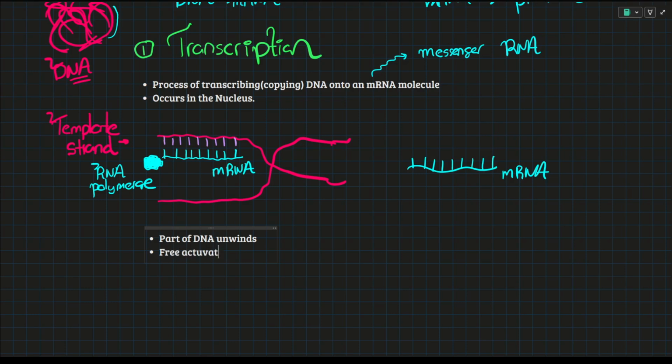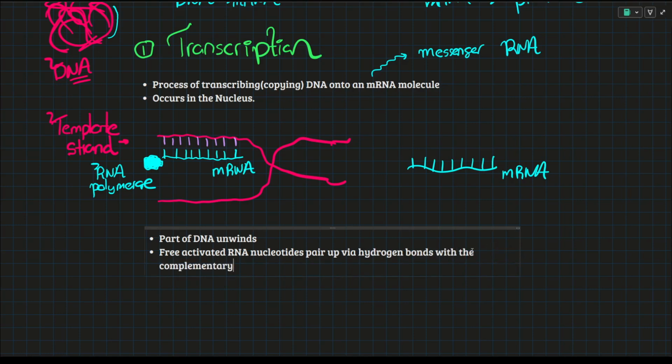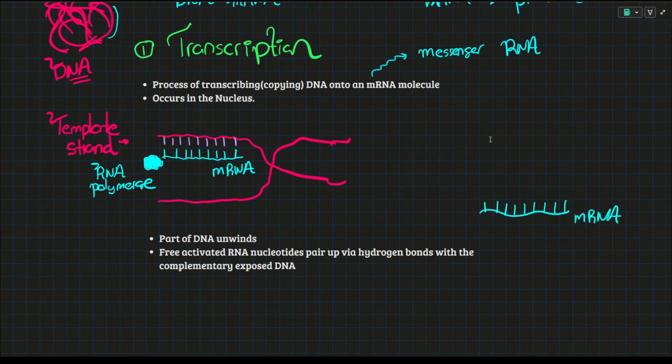So free activated RNA molecules, or in more specific terms, RNA nucleotides, pair up via hydrogen bonds. What does that mean? I didn't talk about that at all. With the complementary exposed DNA. All that ruckus is just talking about how RNA pairs up with this DNA in a complementary manner. Now let's look at this complementary manner in a little bit more detail.